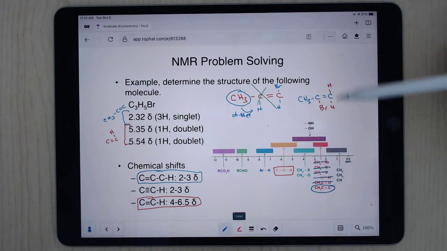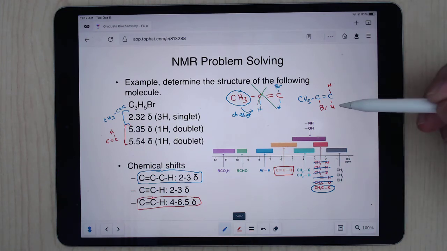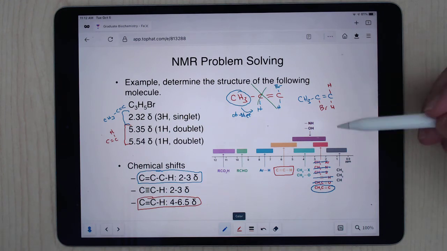So what about these guys? Well, remember with alkenes, you can't get free rotation around this bond. So these guys are not equivalent to each other, which means they can split. They're on the same carbon, so if neighbors can split, then certainly if you're non-equivalent on the same carbon, you're close enough to split. And so this one is splitting that one into a doublet, and this one is splitting that one into a doublet. So that's where you get it.